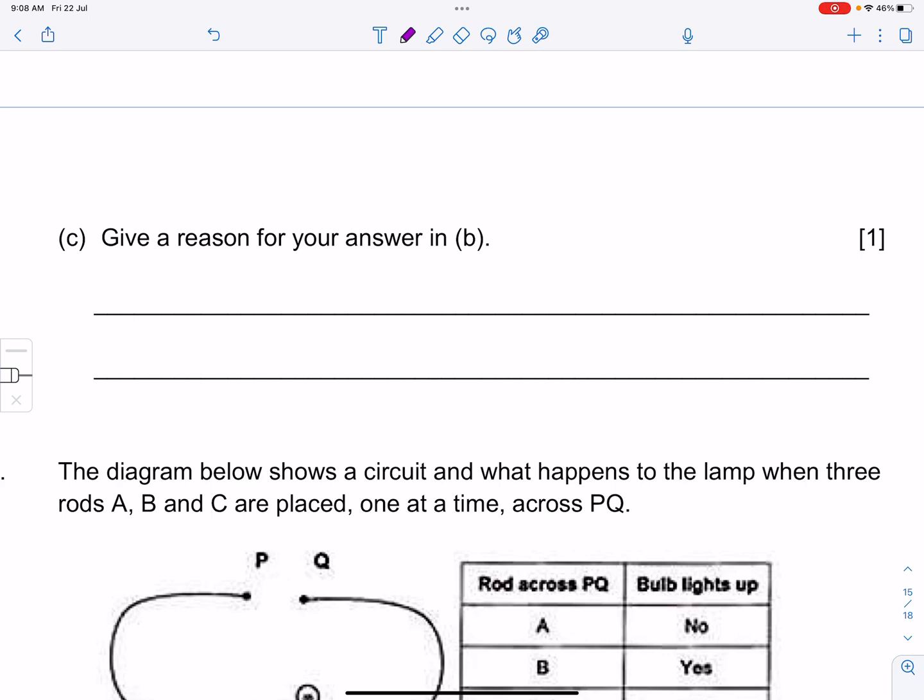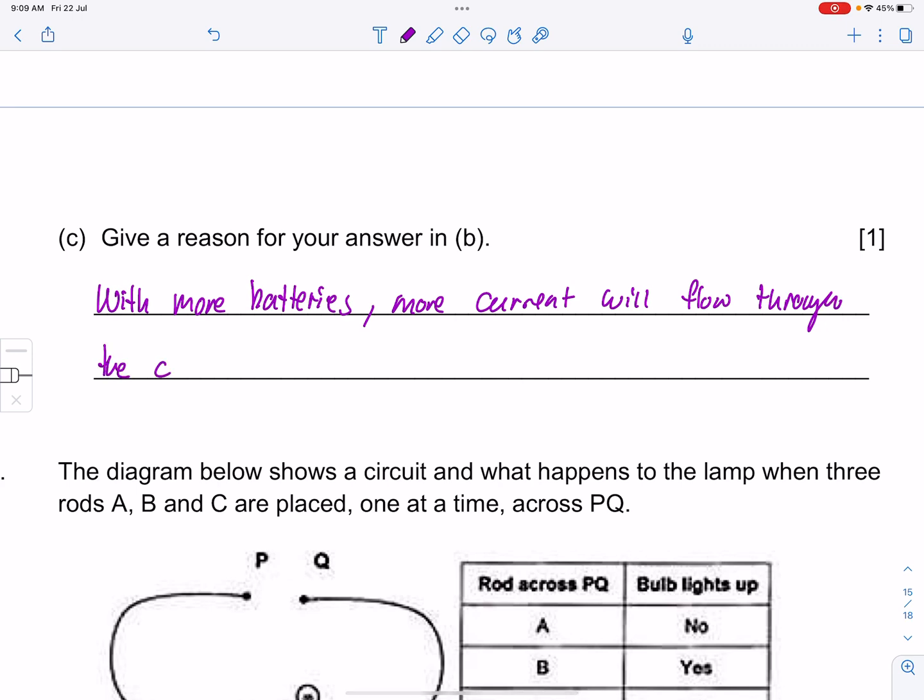So you want to say that with more batteries, more current will flow through the circuit, causing the nichrome wire to turn red and heat up. Okay?